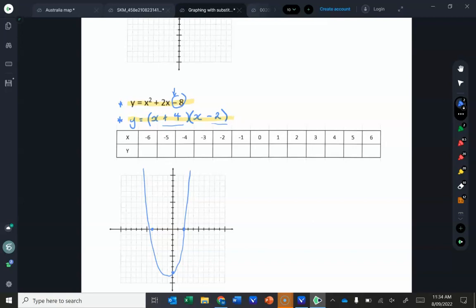Hit me. Yep. For the x crossover, wouldn't it be a +4 and -3? No, because we use null factor law, okay? So I'm skipping ahead here, so you can see this on video later. I just automatically said, so by null factor law, my x's are going to be at -4 and +2, okay?